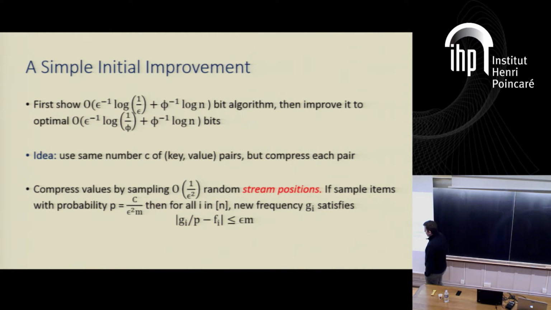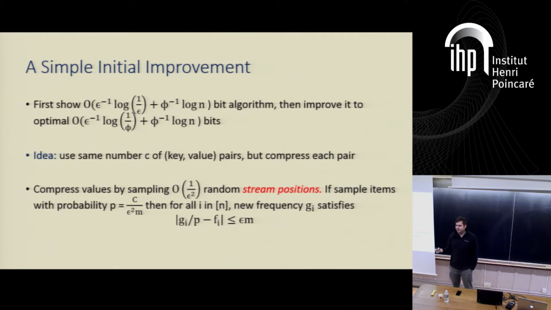So we're going to compress the values, right? So we have a key and a value. The value is like an approximation to its frequency. These values can be up to log n bits because the stream length is poly n long. But what we're going to do is sample uniformly order 1 over epsilon squared random stream positions. Okay? And we're just going to run Misra and Gries on these sampled stream positions.